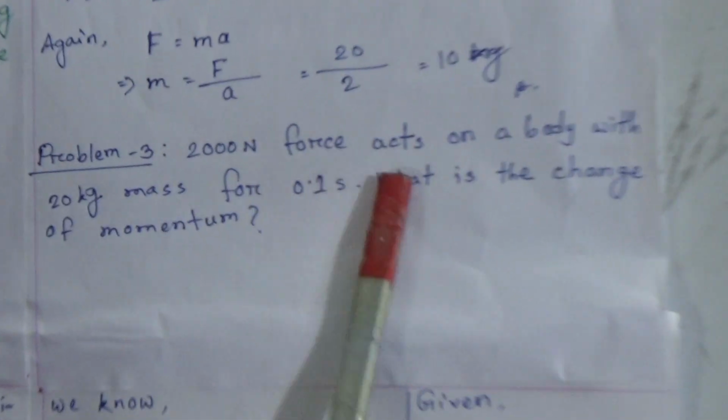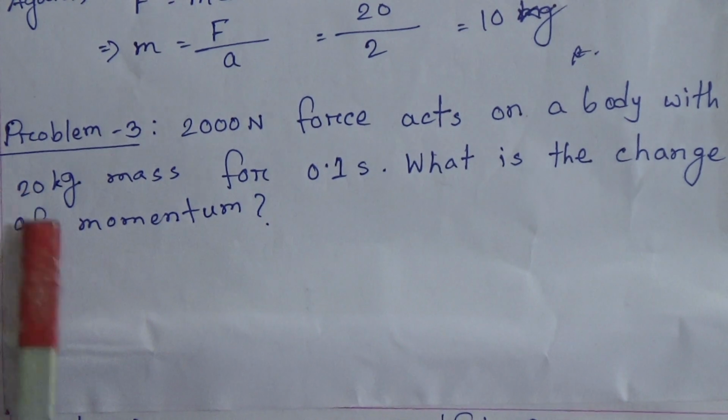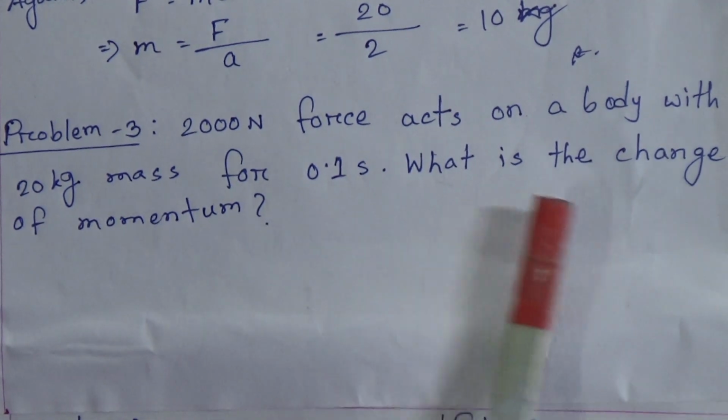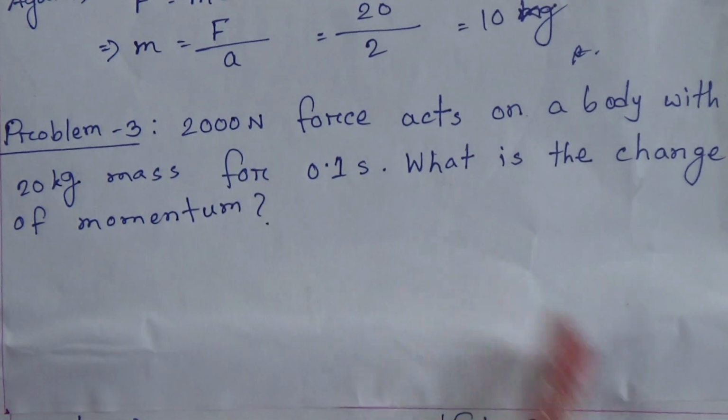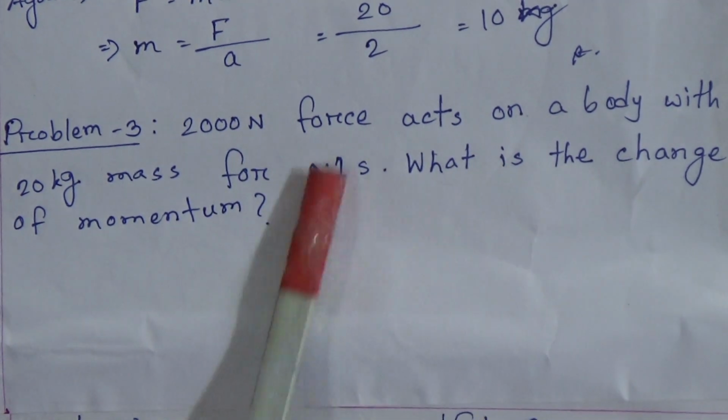Problem number 3. A 2000 Newton force acts on a body with 20 kg mass for 0.1 second. What is the change of momentum? My dear students, here the given force is 2000 Newton and time t is 0.1 second.